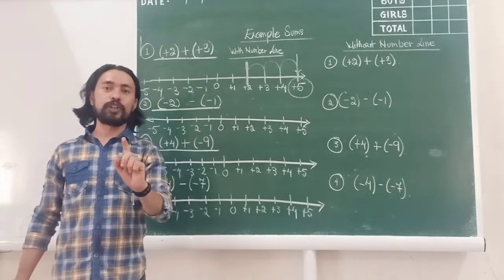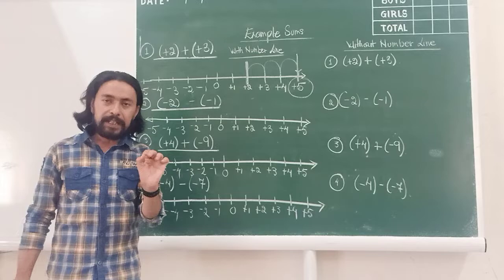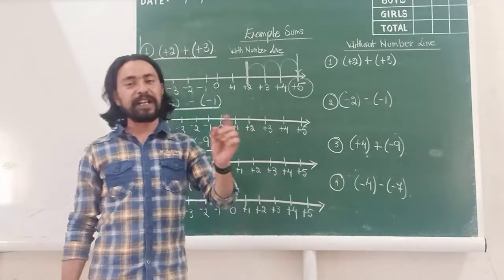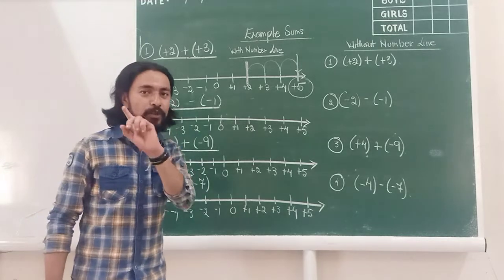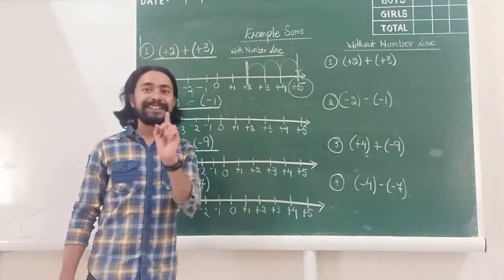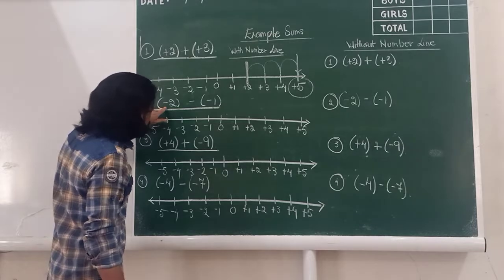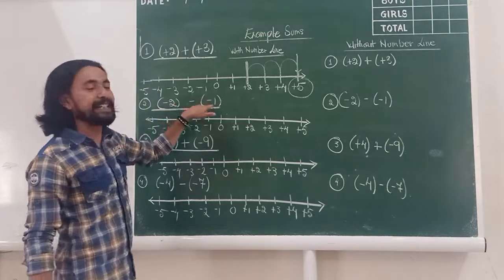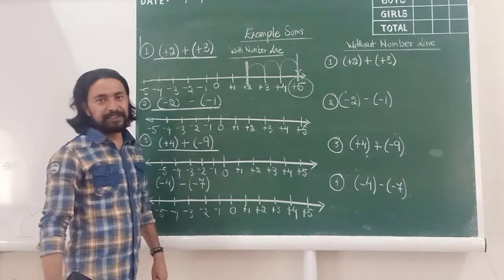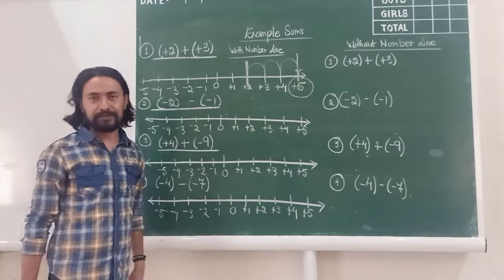Remember again, I am telling you children that a sign has 2 functions. One, it is attached to a number, which tells us that it is a positive number or a negative number. But when it is not attached to a number, then it is telling you the operation. So here I have a -2 subtract a -1. This sign in between is the subtraction sign. So I must say -2 subtract -1, not -2 minus -1.